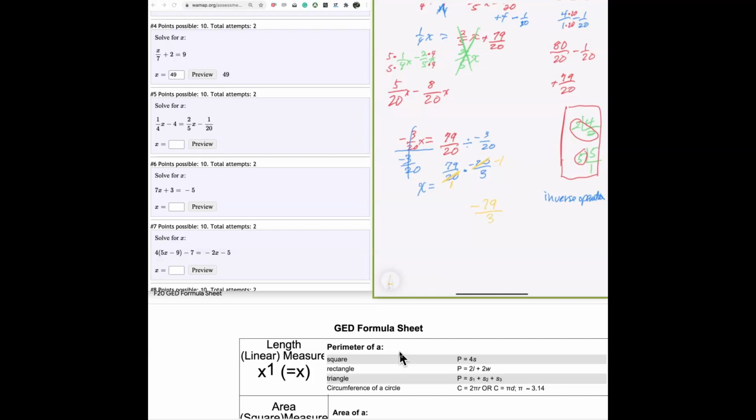Which is 3. Sorry, just had to check what I was saying and thinking. All right, and so that's what x is equal to.